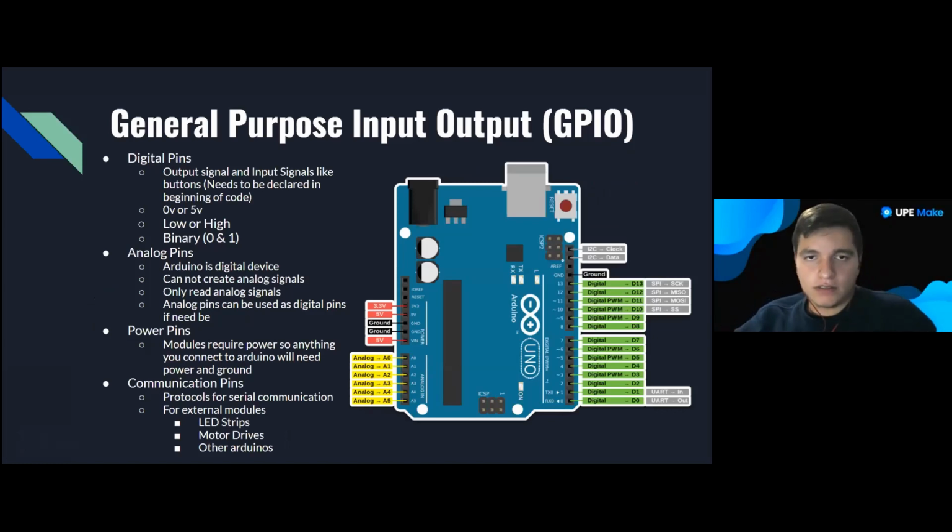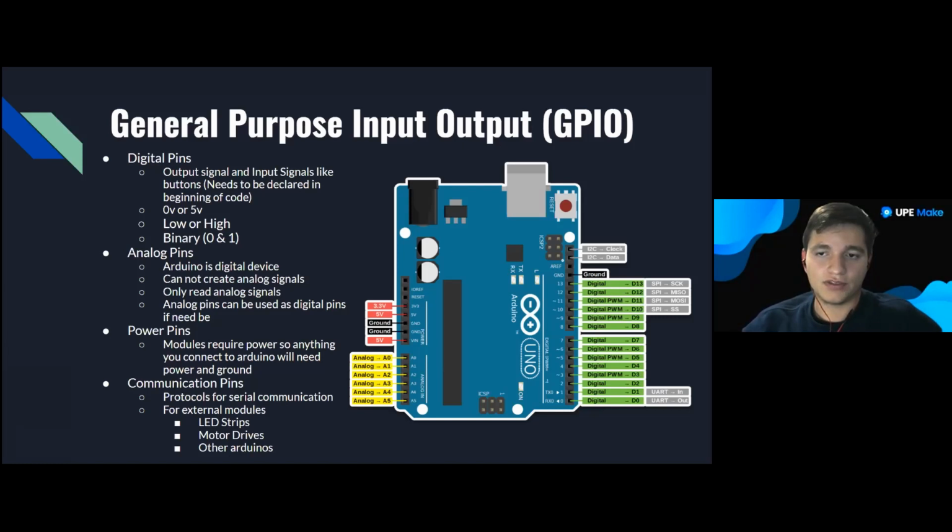And to talk to you a little bit about the GPIO pins, there's a lot of different pins, or not a lot, but there's 4. You have the digital pins, the analog pins, and the power, and then the communication pins. With the digital pins, Arduino being a digital device, you are going to tell the code what you're going to be using that pin for, whether it's going to be an input pin or an output pin. But with these pins being digital, that means you're either going to get 0 volts or 5 volts. A low or high, or things that are binary.